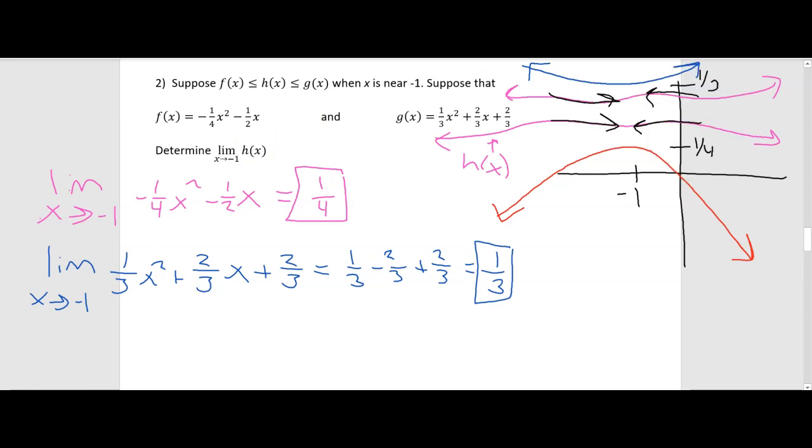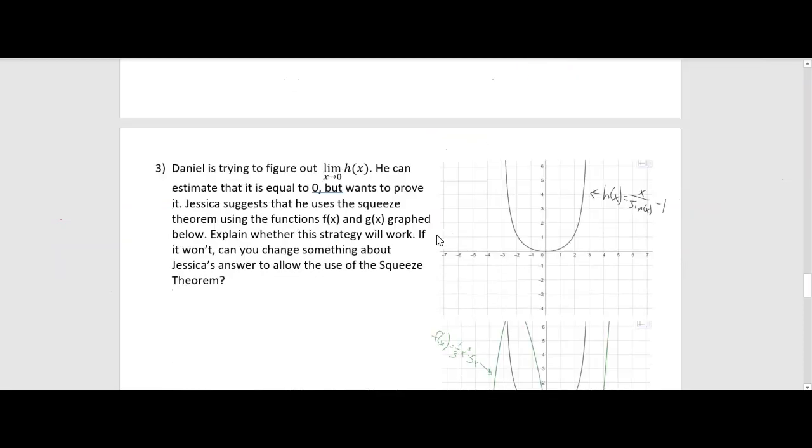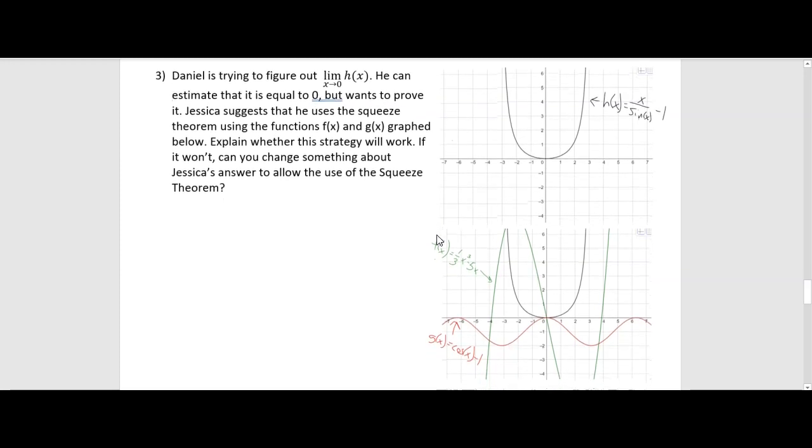All right, let's move on to our third problem. This one's a little bit different. Let me make sure I can fit both these graphs on the screen. So the problem says Daniel is trying to figure out the limit as x approaches 0 of h of x. And if we look over at our graphs, the black parabola-looking graph in the middle is our h of x function. He can estimate that it is equal to 0, but wants to prove it. So just looking at the graph isn't a formal proof. It's just a very good way to estimate what a limit is.